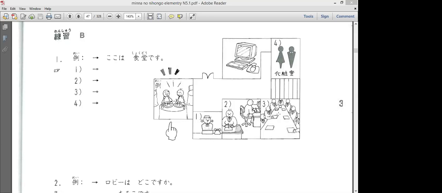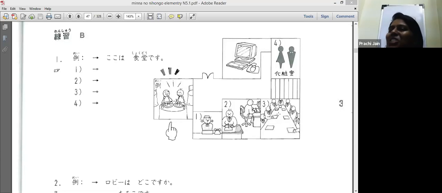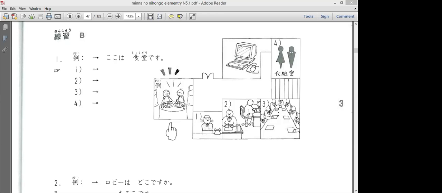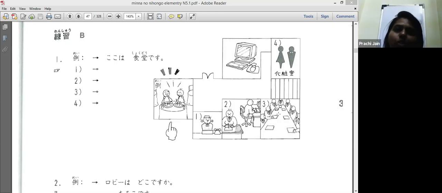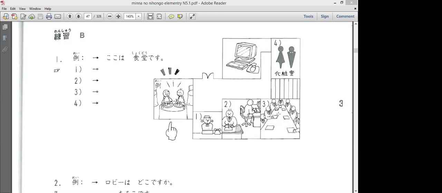Conference room. What is the Japanese word? Conference. Kaigishitsu. Kaigi is meeting and shitsu is the room. So kaigishitsu. Koko wa kaigishitsu. Correct. Next one.